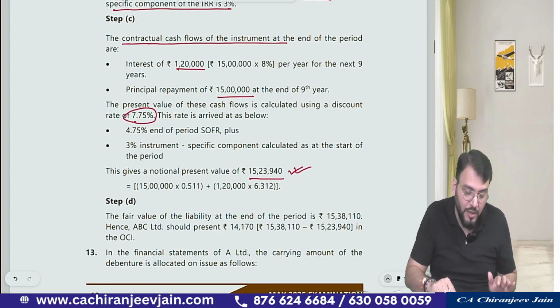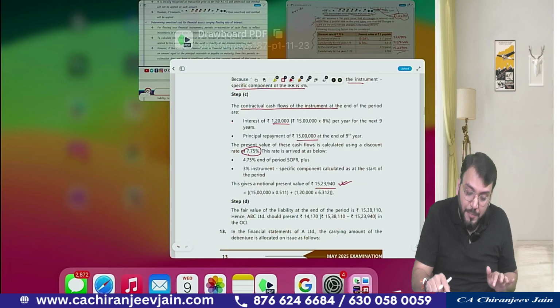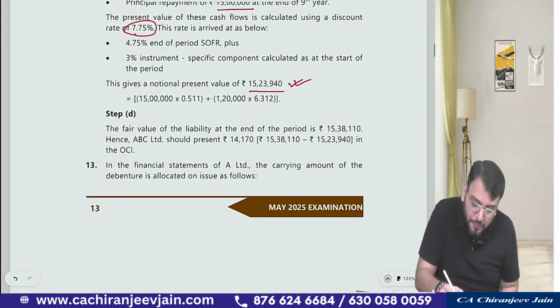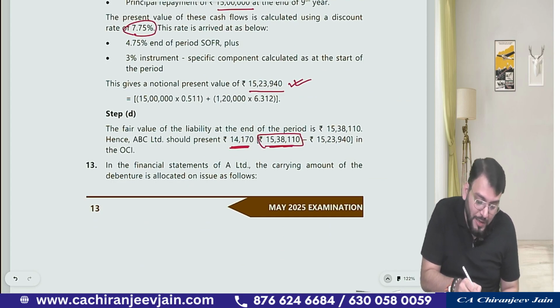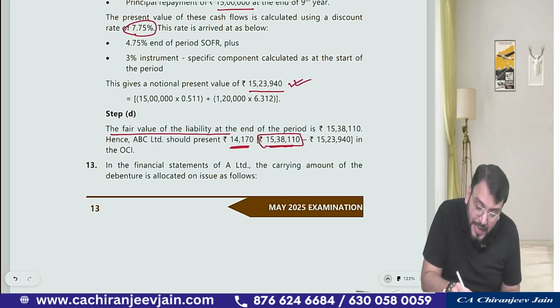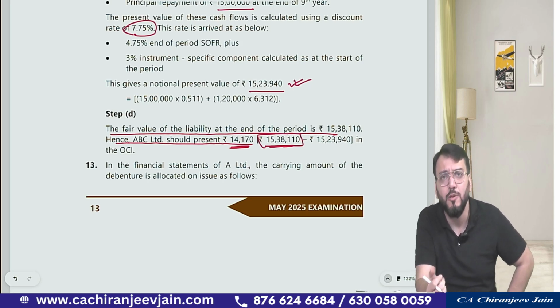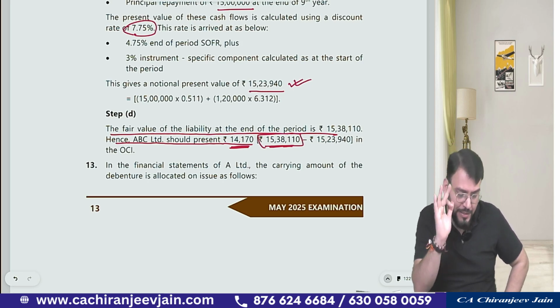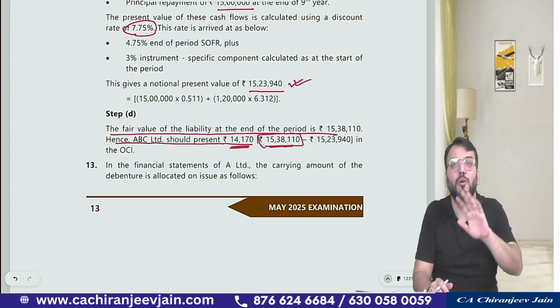Our answer was also the same, 15,23,940. You can see what was our answer, 15,23,940. Now they have compared this with the fair value. Fair value is already given in the question, and they have transferred this difference to OCI. What they have written: the fair value of the liability at the end of the period is this, hence ABC Limited should present 14,170 in the OCI. Why will it be transferred to OCI, baba? Okay, fine. Let us understand the solution from the ICAI point of view.